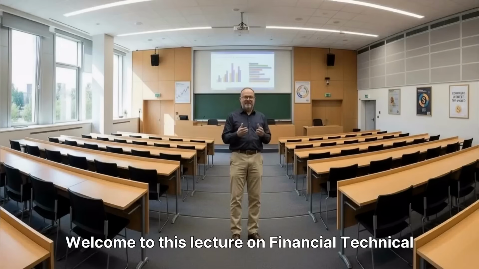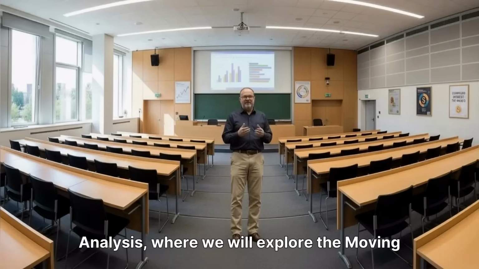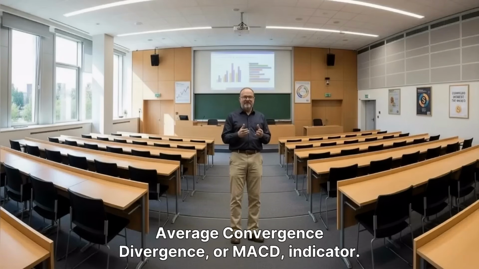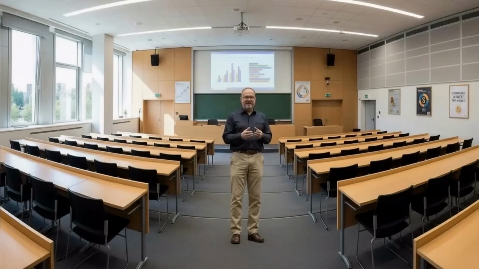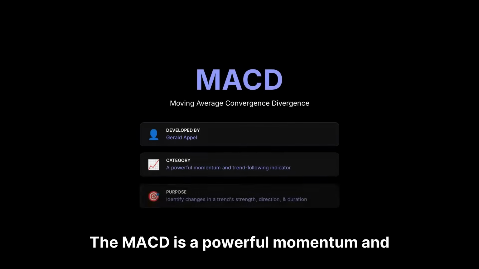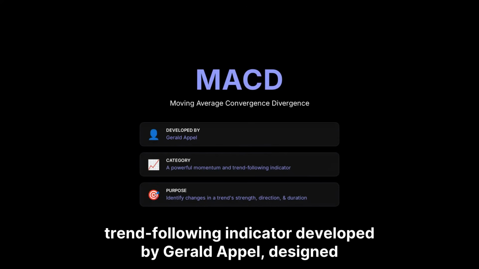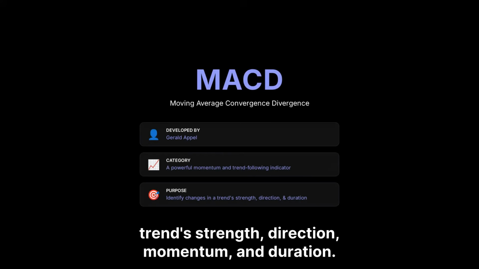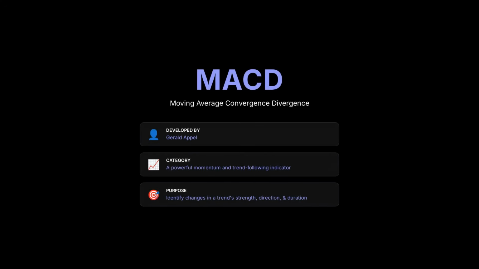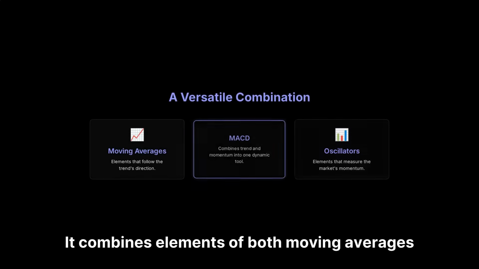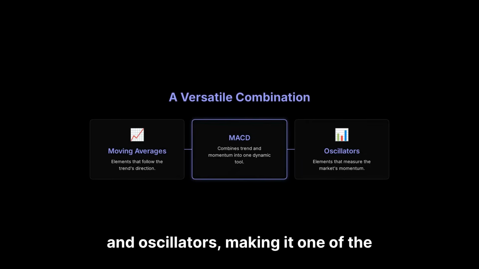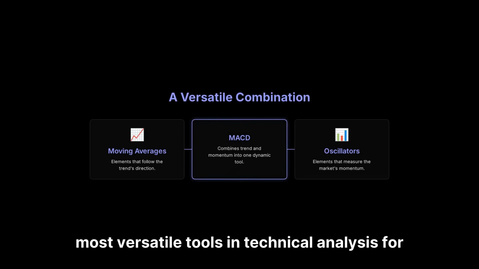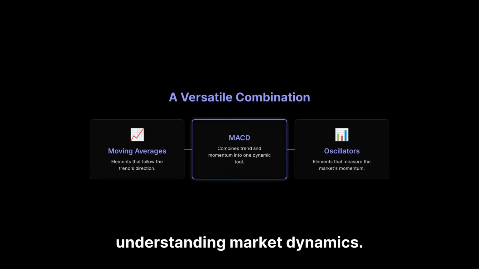Welcome to this lecture on financial technical analysis, where we will explore the moving average convergence divergence, or MACD indicator. The MACD is a powerful momentum and trend-following indicator developed by Gerald Appel, designed to help traders identify changes in a trend's strength, direction, momentum, and duration. It combines elements of both moving averages and oscillators, making it one of the most versatile tools in technical analysis for understanding market dynamics.